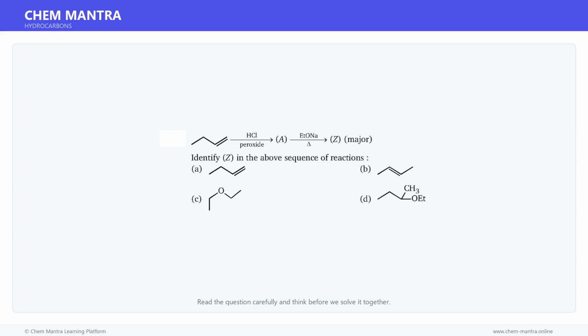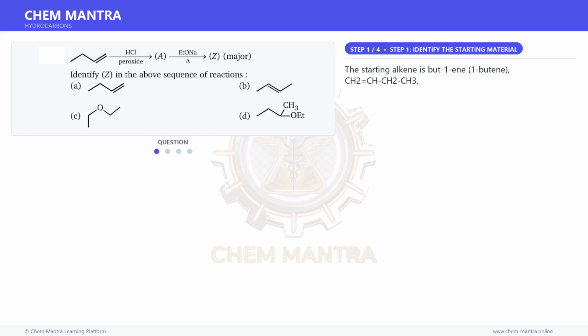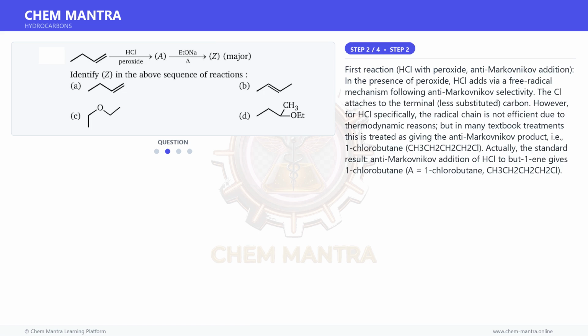Here is a question. Read it carefully and think about the answer. Let us solve it step by step. Let us begin solving this step by step. The starting alkene is but-1-ene, CH2=CH-CH2-CH3. Moving on to the next step.